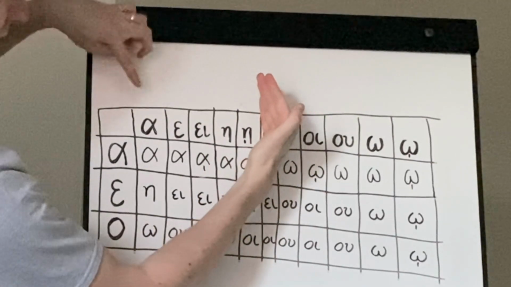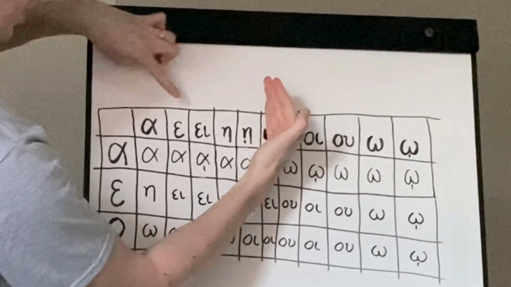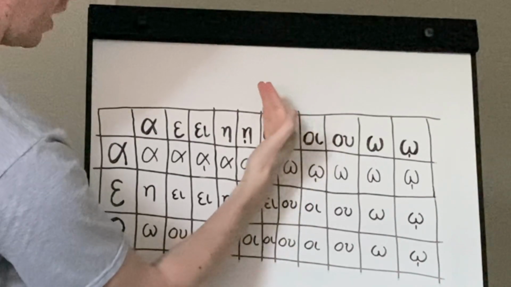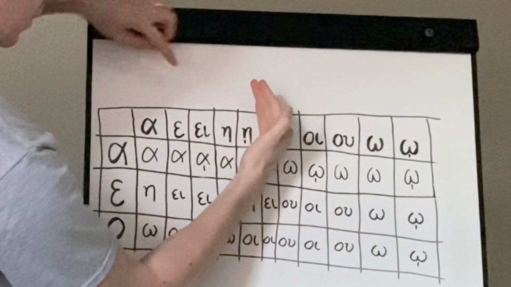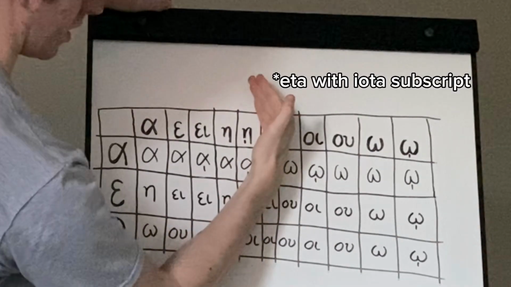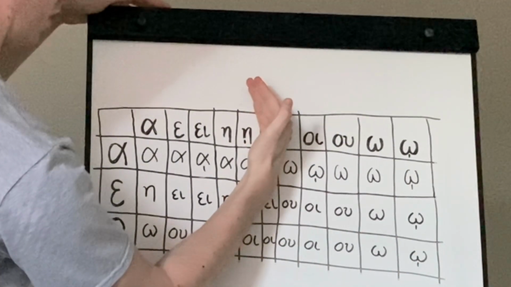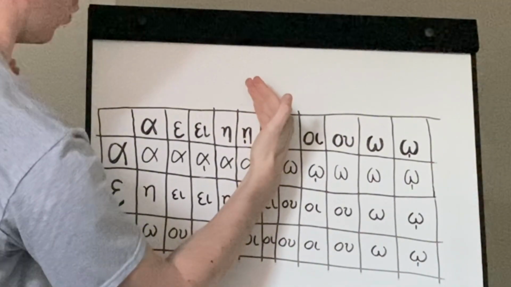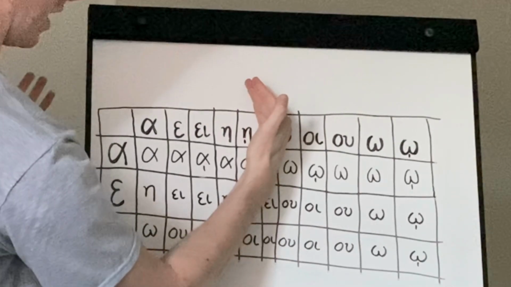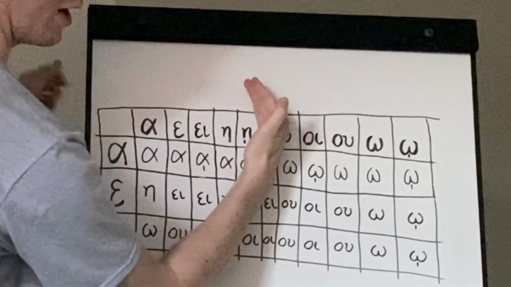So, alpha plus alpha is alpha, alpha plus epsilon is alpha, but alpha plus epsilon iota is alpha with iota subscript, alpha plus eta is alpha, and alpha plus eta iota, since it involves iota subscript, is alpha with iota subscript. So for the first 5, it's alpha or alpha with iota subscript, and you can remember to add an iota subscript to the alpha if the vowel or diphthong it meets with involves iota.